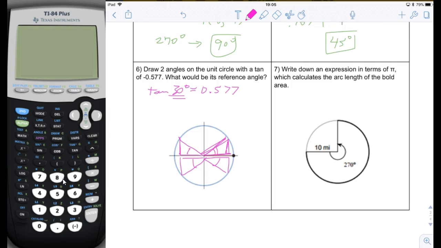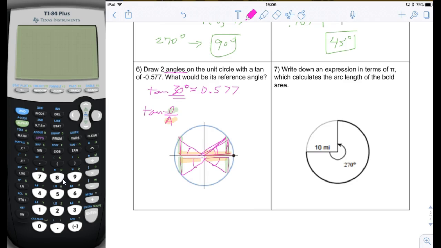Okay? So it says draw two angles on the circle with a tangent of negative 0.577. It's two of these triangles. Which ones are they? Okay? So remember, tangent is a ratio that is opposite over adjacent. So the opposite is, remember, I'm going to draw it like in green here. So the opposite is the vertical coordinate of these triangles because it's the side that's opposite from the origin. And then the adjacent is the horizontal sides. Okay? So the adjacent is the horizontal side. The opposite is the vertical sides.